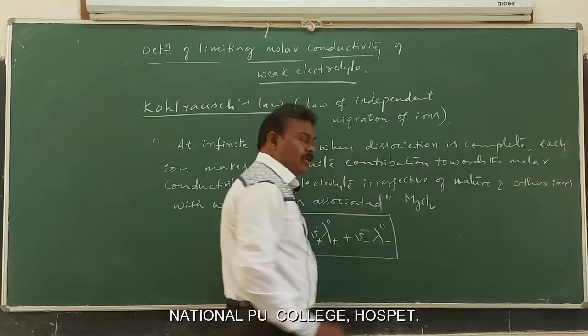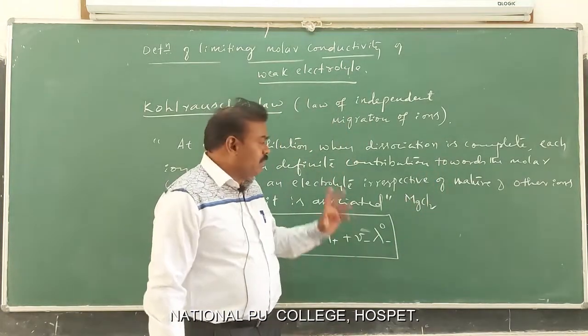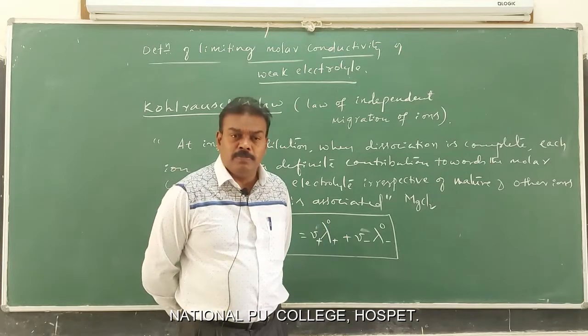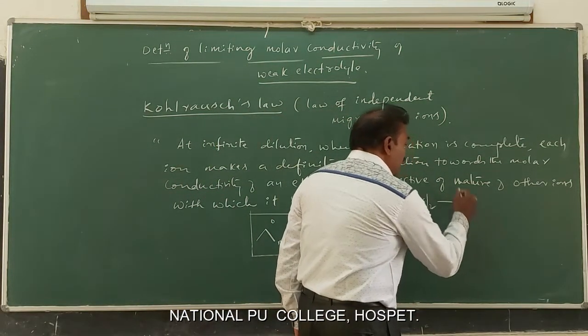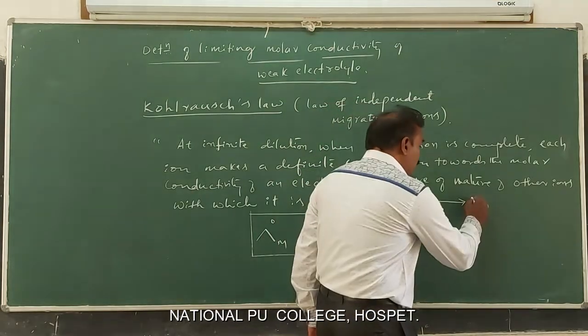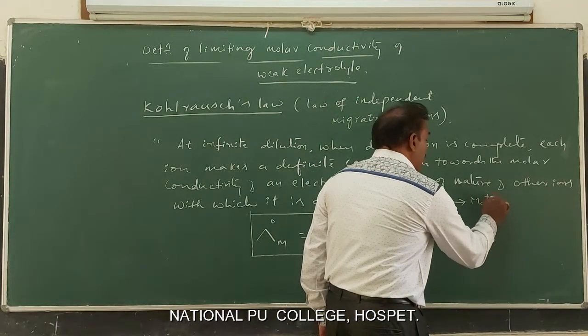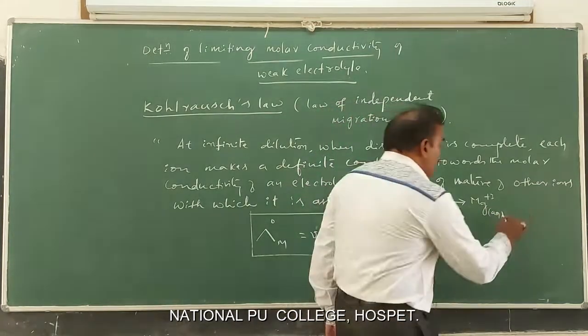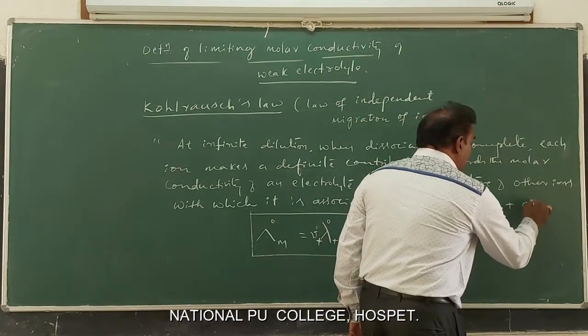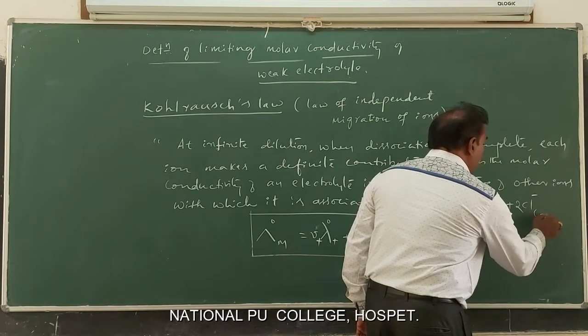Magnesium chloride is one of the electrolytes. First of all, you should know the ionization. Magnesium chloride in a solution ionizes like this. It gives magnesium ion, that is Mg+2 in aqueous state, and Cl- ion in aqueous state.